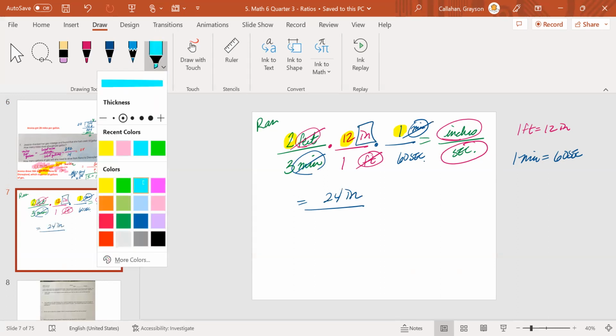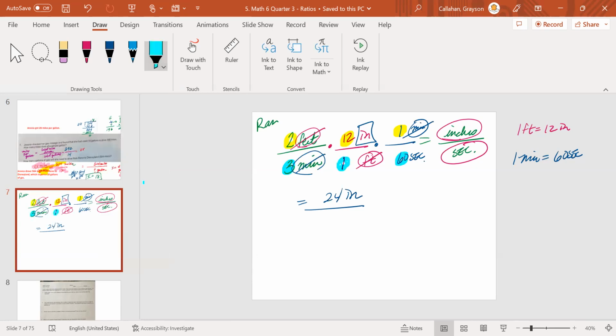Then you do the bottom. 3 times 1 times 60. 3 times 1 is 3. 3 times 60 is 180. What's the unit? Seconds. Do you see how now I have inches over seconds? So 2 feet over 3 minutes is equal to 24 inches over 180 seconds. You could reduce this, but yeah. I'm not sure if this is what you're talking about, but this is what you do.